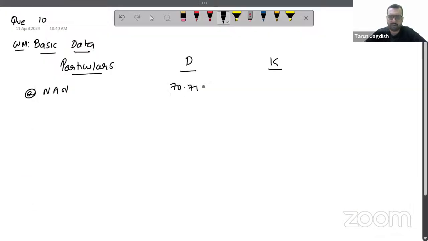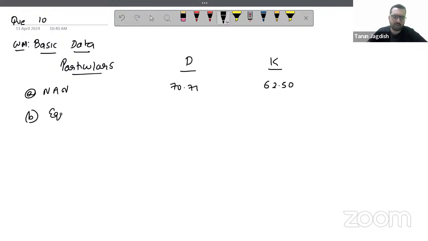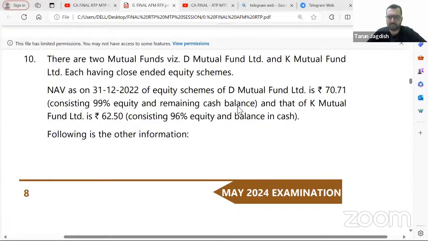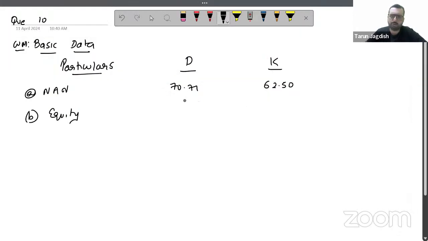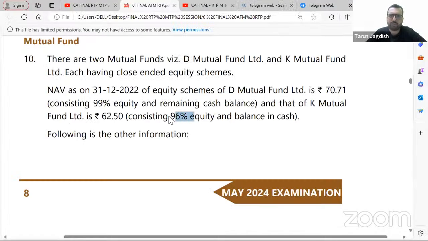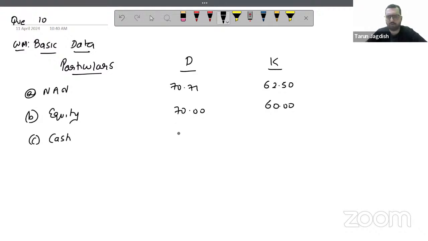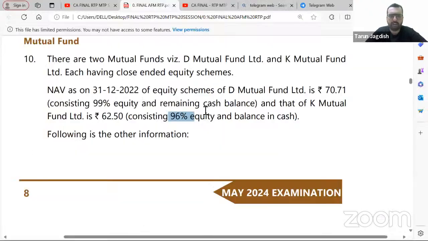What is the NAV that you get over here? 70.71. And the other one you will get as 62.5. They have told that your equity portion is going to be 99%. So what is 70.71 into 99%? That is 70. And 62.5 into 96% is 60, friends. You can check it in your calculator. I know these numbers, that's why I'm putting it directly, but you can do it in the calculator also. So cash will be the balancing figure, 0.71, and here you'll get 2.5.